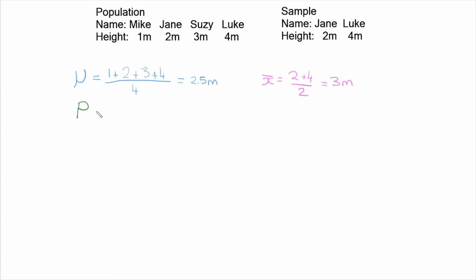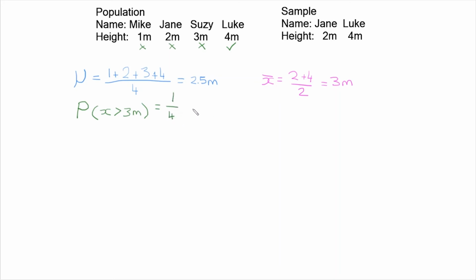So let's say that our P is, we'll say X to represent the value of meters, where X is greater than 3 meters. So what this is asking us is how many units in our population exceed 3 meters. Now it's not Mike, it's not Jane. Susie is 3 meters, but this isn't exceeding 3 meters because you're the same height. So only Luke remains. This means that our proportion is equal to 1 over 4.